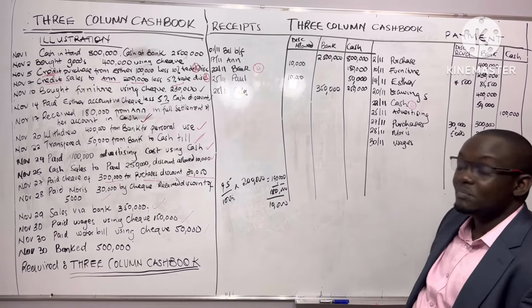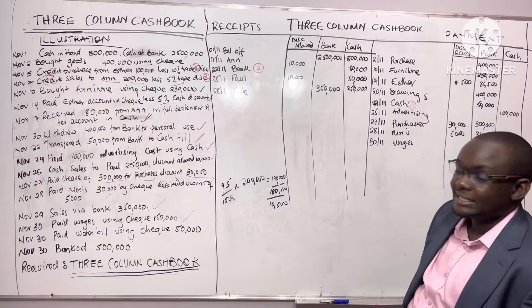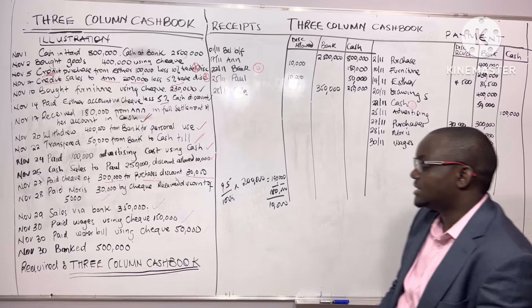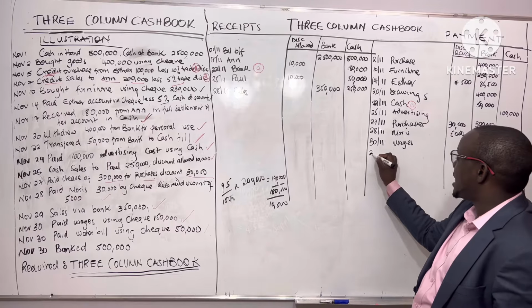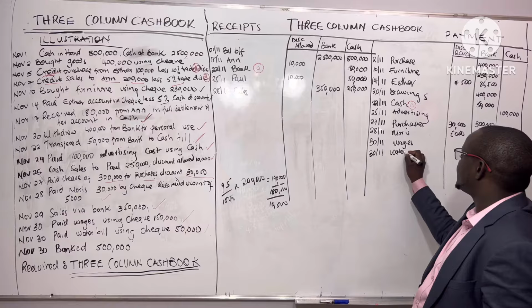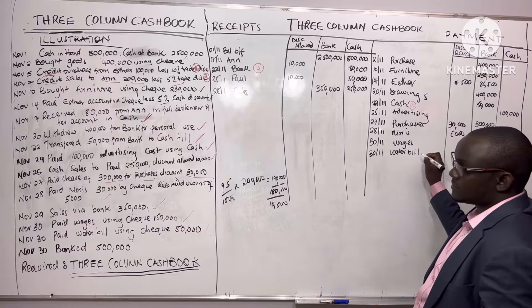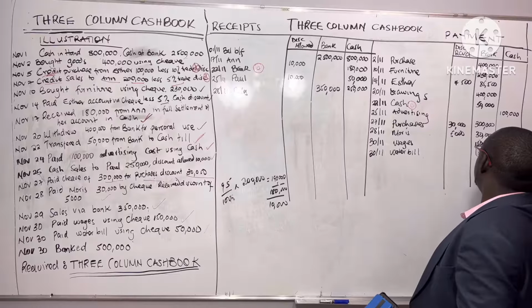The next one, we are told water bill. We paid for water bill using check. We are losing money, 50,000. So we record on this side of making payment. 30th of November, water bill, 50,000.